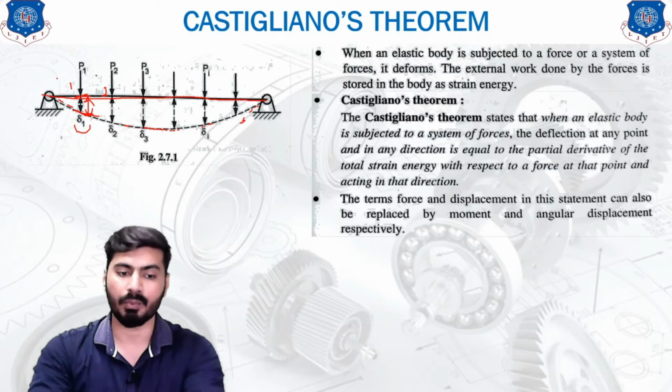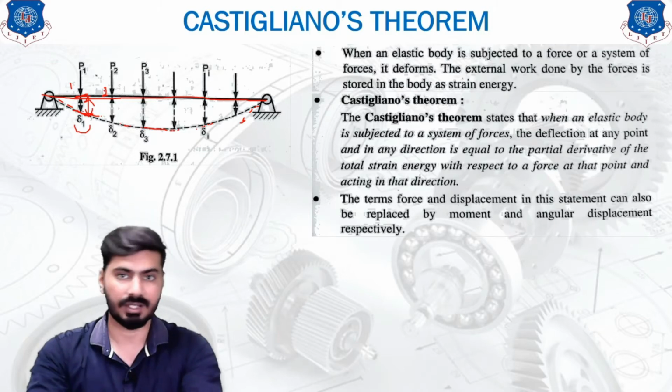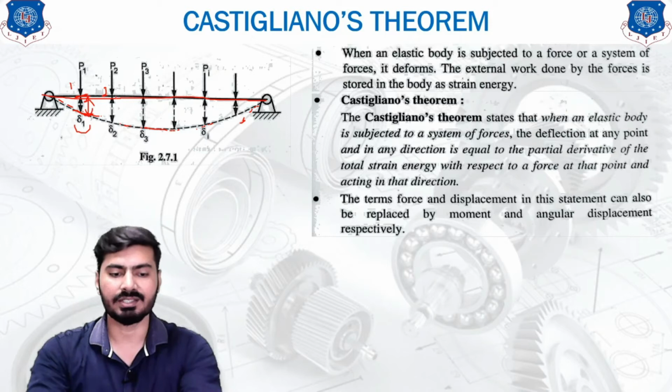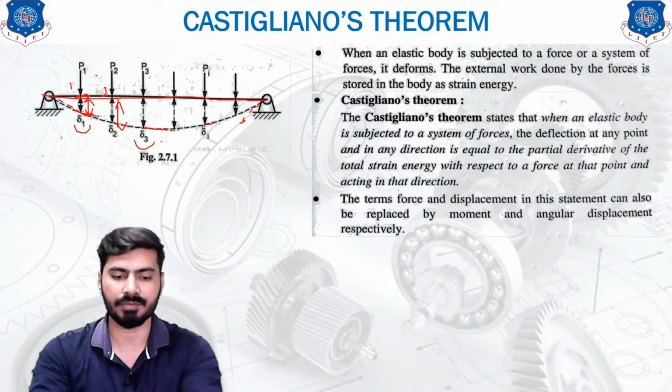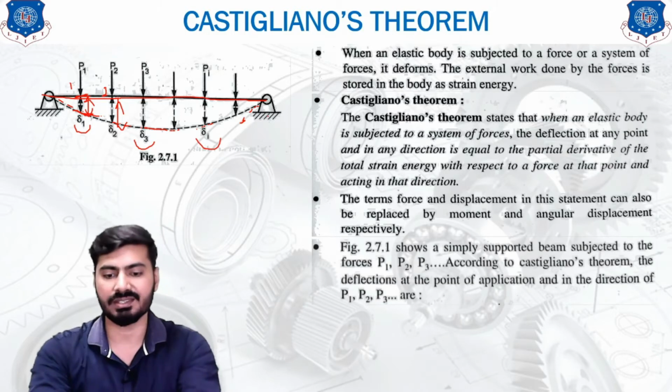As you can see, point 1 was nearer to the support, and point 2 is much further away from the support, and that is why point 2 is going to deform more as compared to point 1. So this is the deflection at point 2. Similarly, you can find the deflection at different points, which is represented by delta in your figure. Now our aim is to find this deflection.